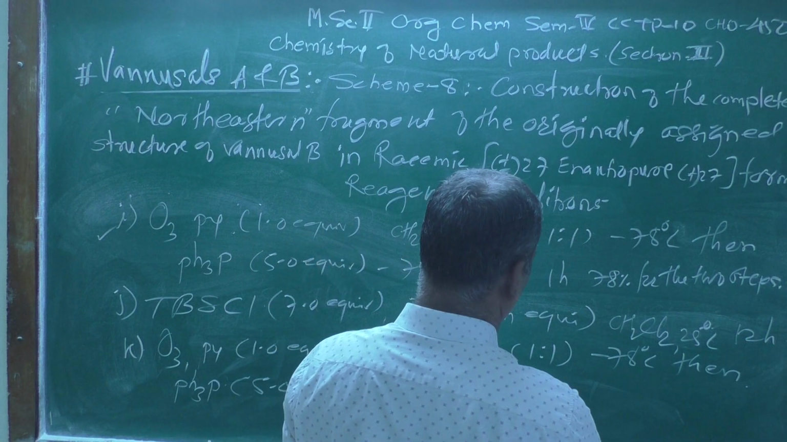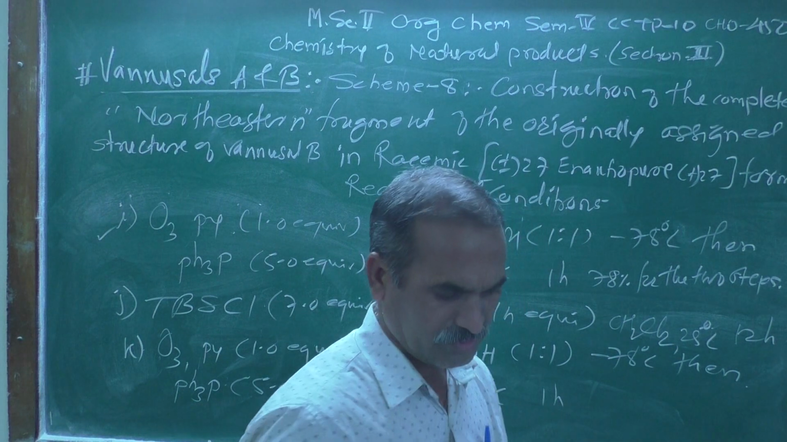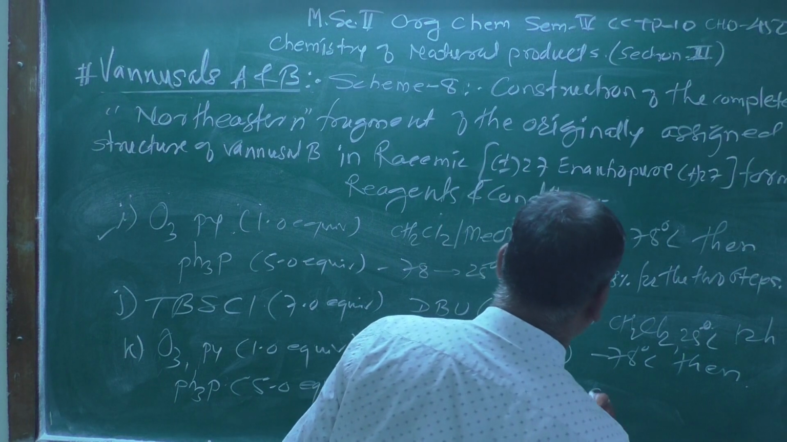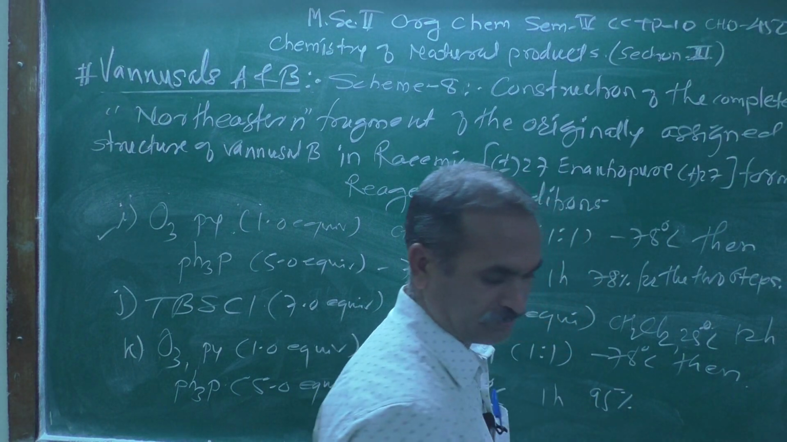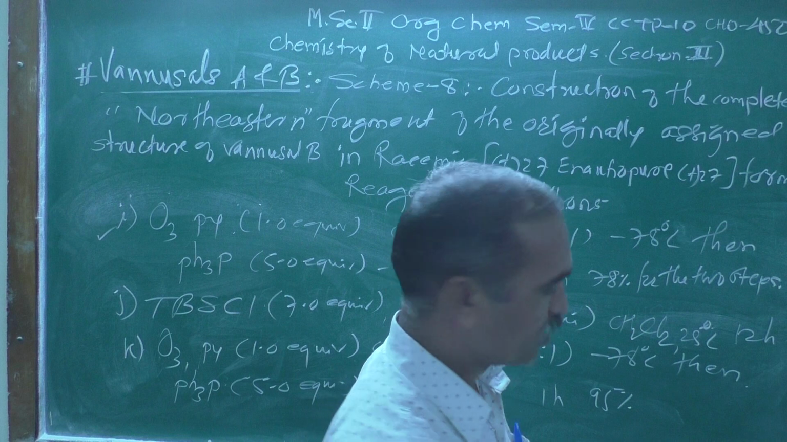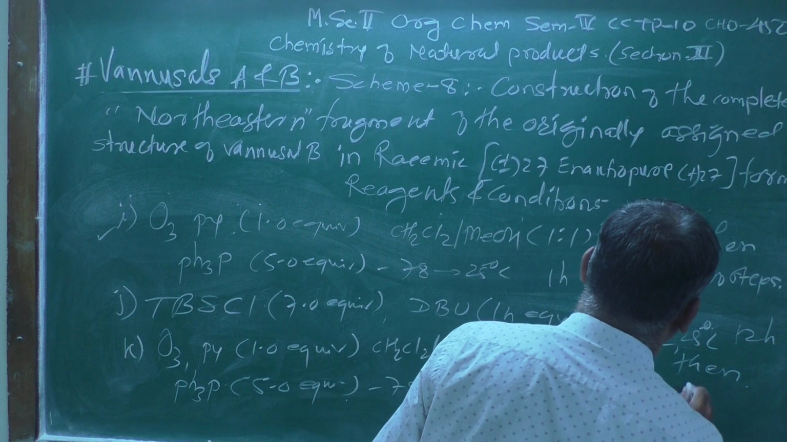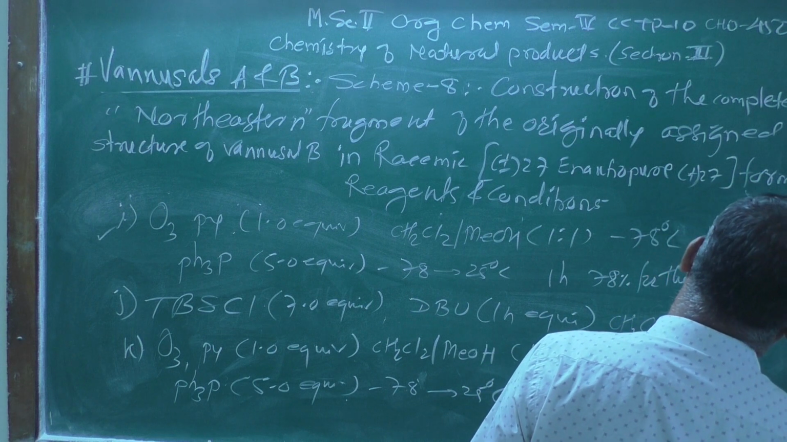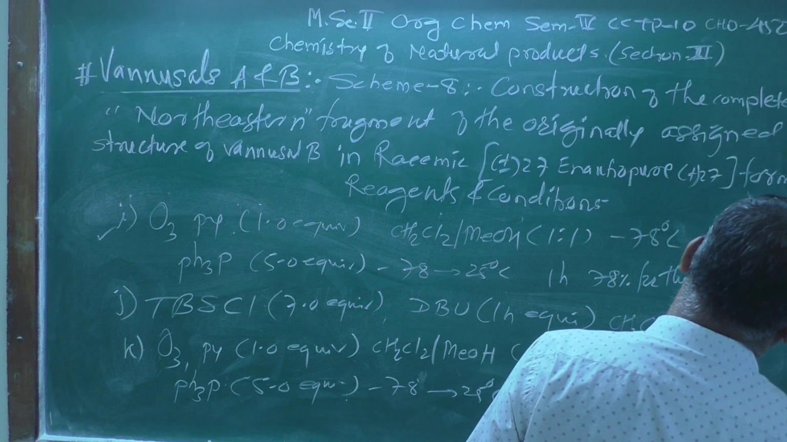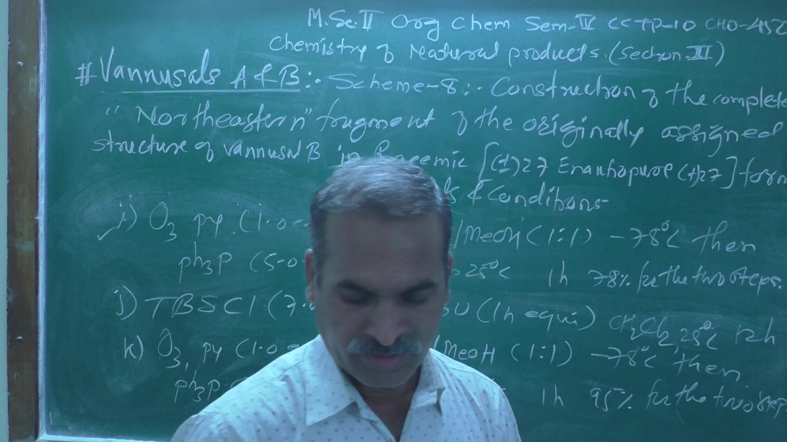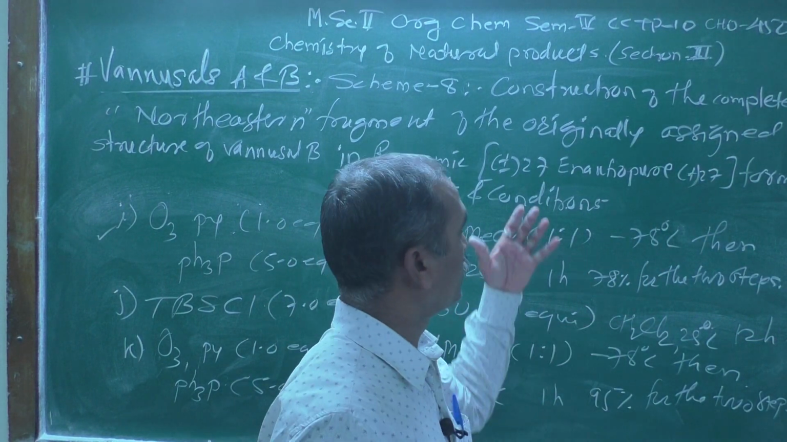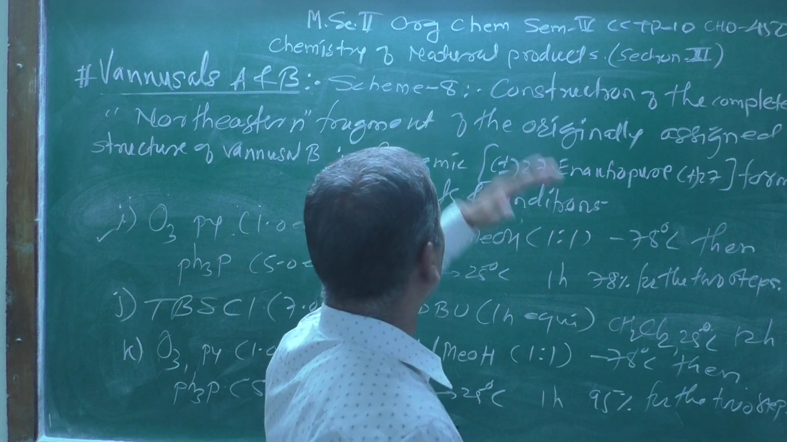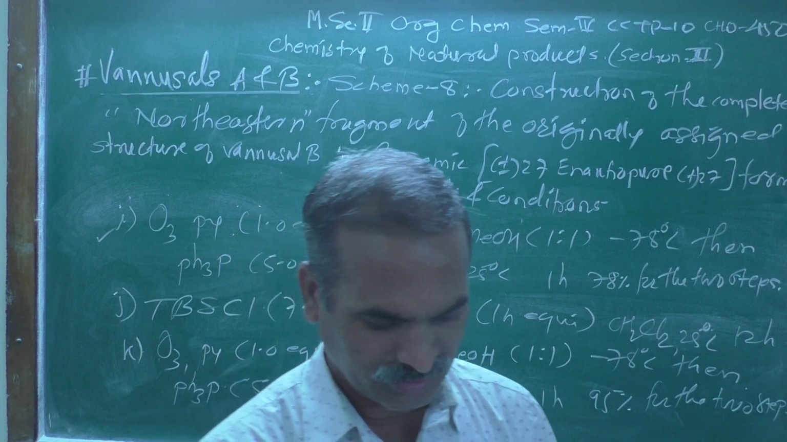This reaction mixture was stirred for 1 hour. 95% yield for the two steps. These are the reagents which they have used in scheme number 18.